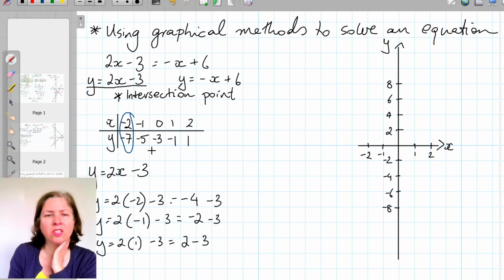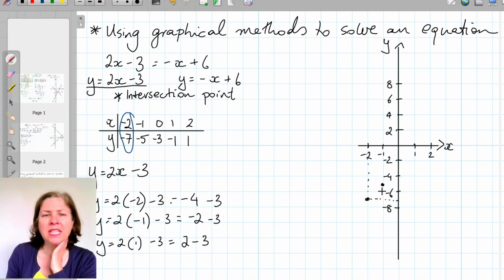All right, so my first point is negative 2 and negative 7. So that is here. I have an x value of negative 2 and a y value halfway down between negative 6 and negative 8, of negative 7. That's my first point. My next point is negative 1, negative 5, which is going to be just there.